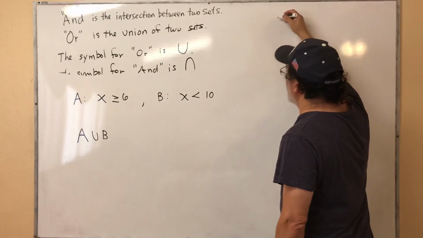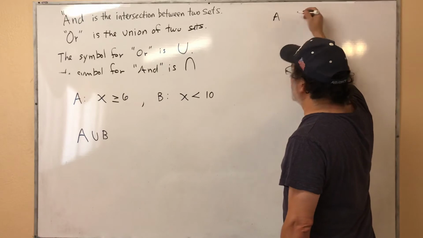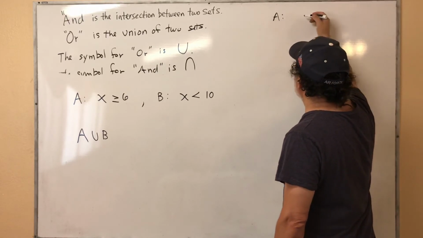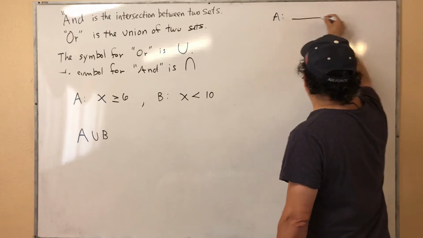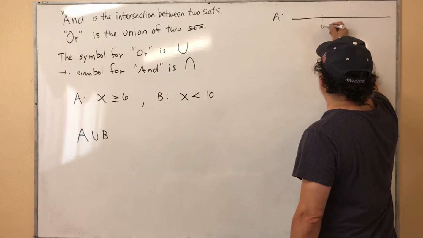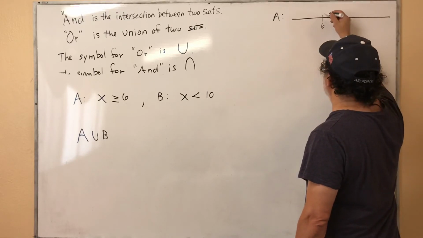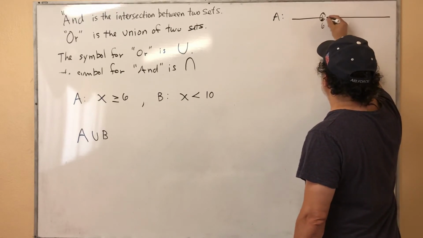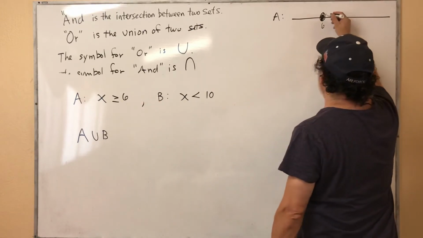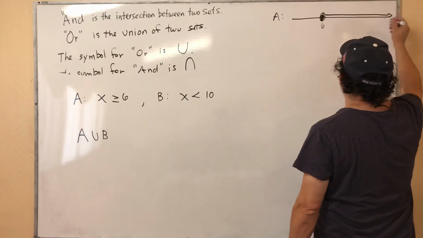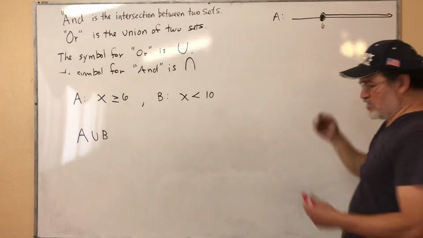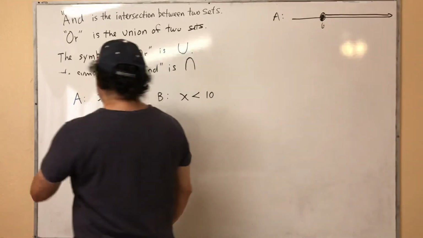Write A here and graph A. What's the graph of A? Here is 6, circle 6, say 6, I'm just doing this, greater than. So this is x greater than or equal to 6.